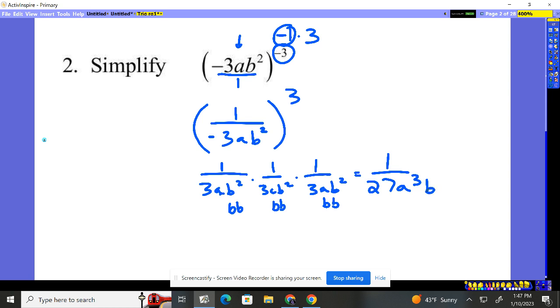How many B's you got? B to the 6th. So it's 1 over 27a to the third, b to the 6th.